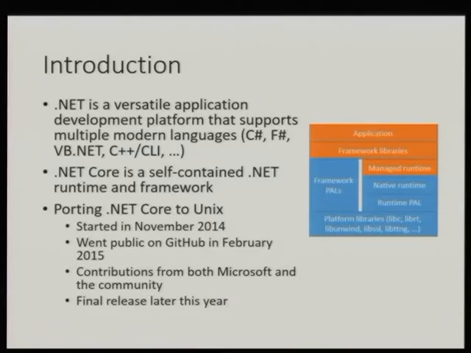So here on the right side of the slide, you can see a stack of the .NET application. The orange stuff is written in managed code, which means in one of our managed languages. On top there is an application. Under that there are framework libraries, and they depend on special platform abstraction layers for the framework and on the managed runtime. And the managed runtime depends on the native runtime, and the native runtime depends on the runtime PAL. This is the Unix specific part, because I'll talk about that on the next slide. And underneath there are the platform libraries like libc, librt, libunwind, libssl, libttng, and so on.